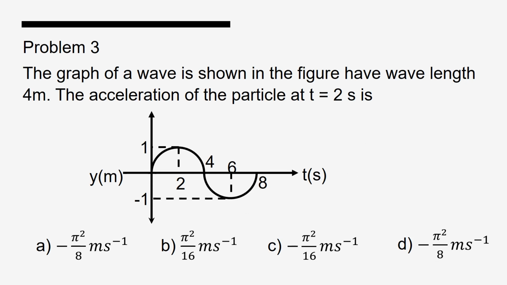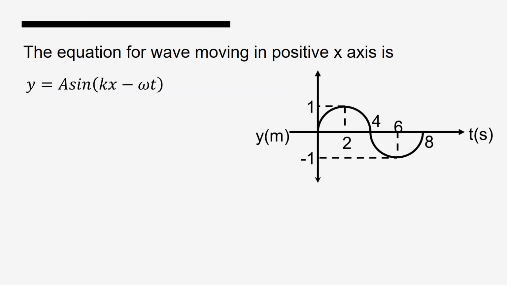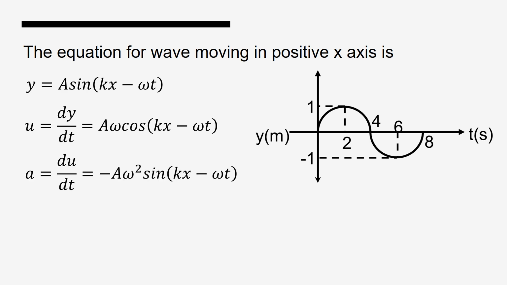Problem 3. Graph shows the wave is propagating along the positive x-axis. Wave equation for the wave moving along the positive x-axis is given by y = A sin(kx − ωt). By taking the derivative of y with respect to t, we get u = Aω cos(kx − ωt). Here also, we have to take kx as constant as the particle is oscillating at a fixed point on the x-axis. Note, the derivative of the cos function has a minus sign.